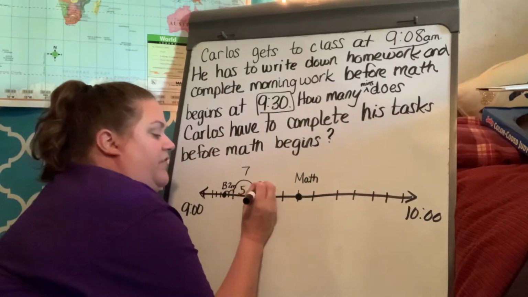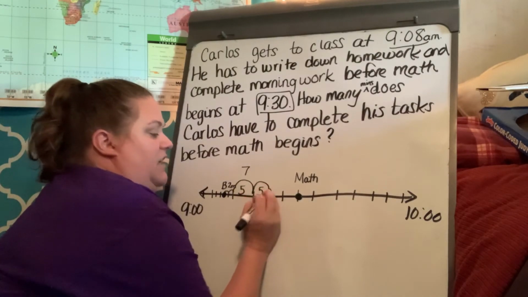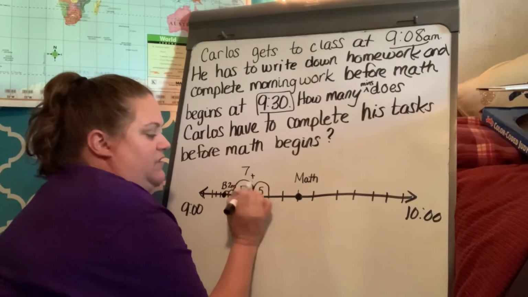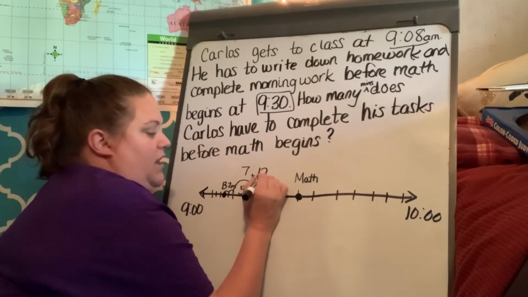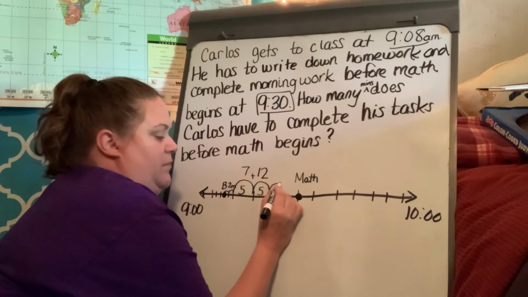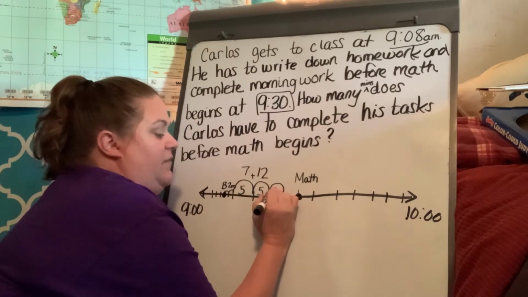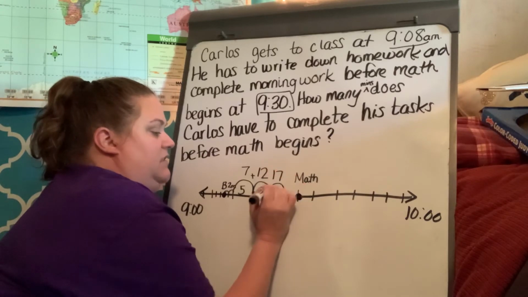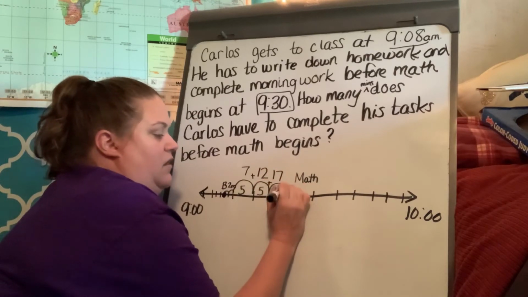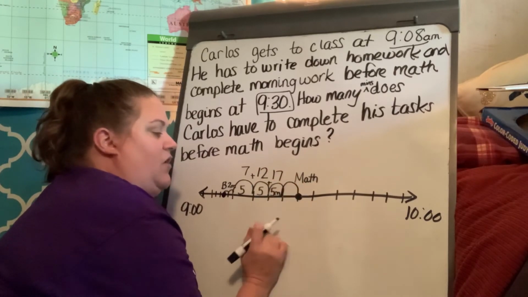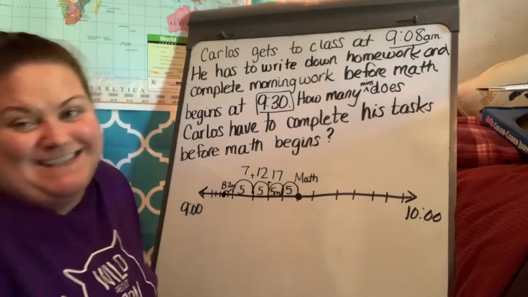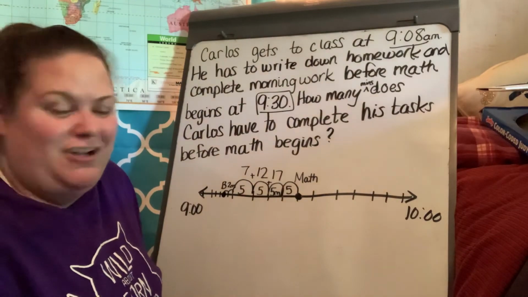Then another jump of 5. So that's another 5 minutes there. I'm going to add that to that 7. So 7 plus 5 is 12. Then another jump here. That's another 5 minutes. That's another 5 there. So that's 17 minutes. So I'm going to add that to it. Another jump here. That's another 5 minutes. I'm not going to tell you the answer to this one. I'm going to let you figure it out together.